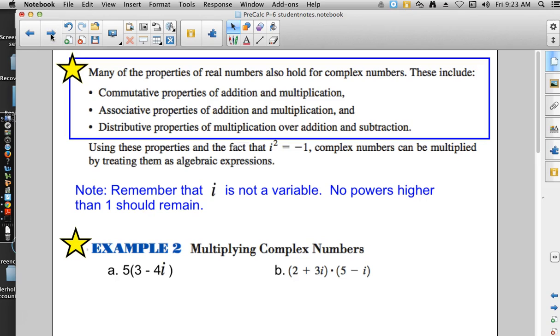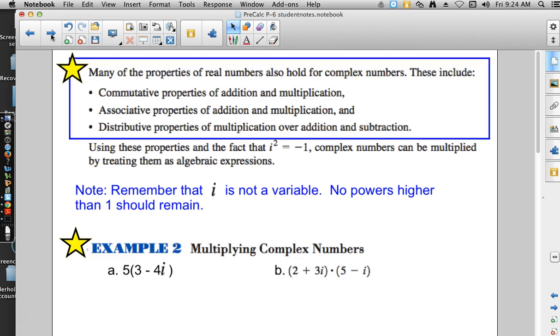We have other things we do with imaginary numbers, and this says many of the properties of real numbers also hold for complex numbers. That would include the commutative property of addition and multiplication, which says A plus B equals B plus A. Doesn't make any difference in the order. Associative properties of addition and multiplication. Associative, what numbers associate with. That would be grouping symbols, so we can use those. And then the distributive properties of multiplication over addition and subtraction. Basically, they're talking about FOIL. That's what they're talking about, so we can still use FOIL.